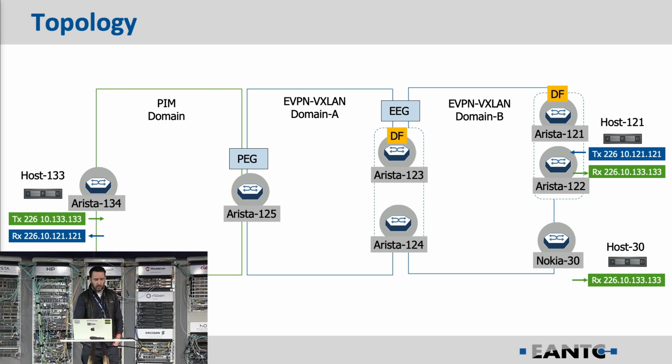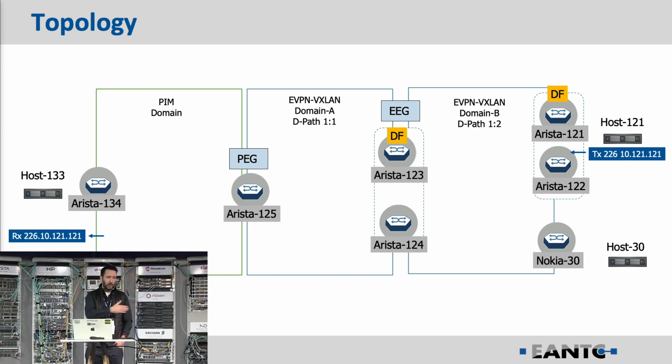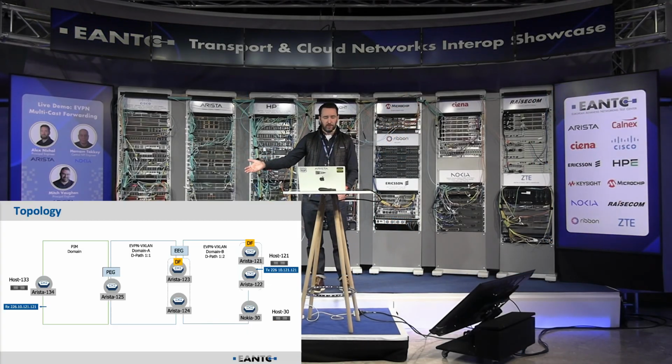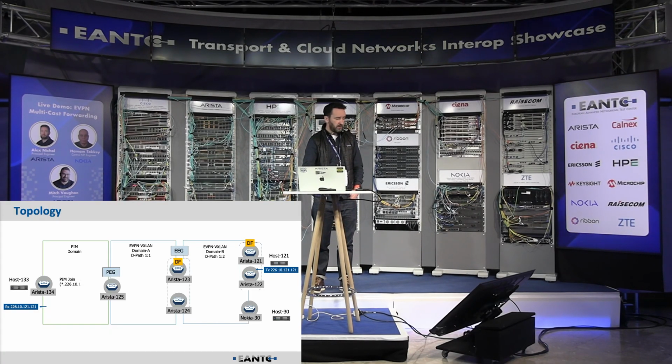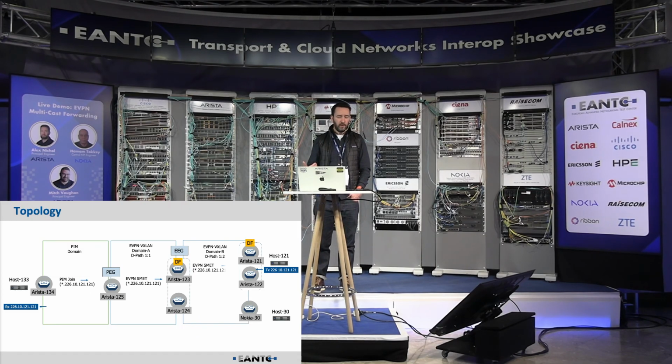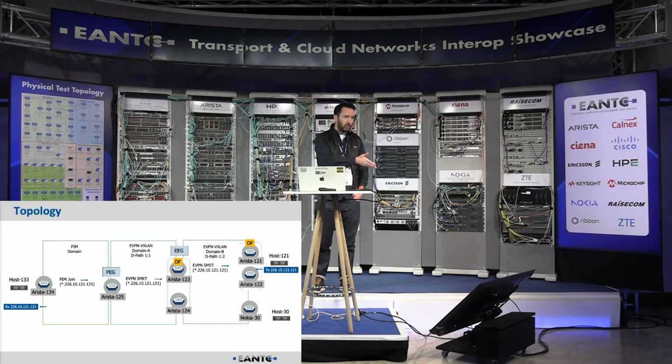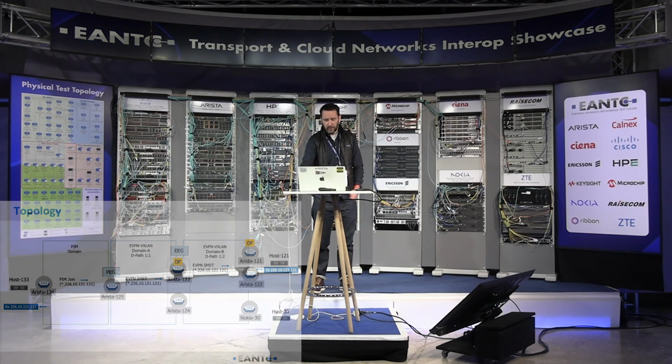So to illustrate what we're going to show you, this is the path of, I have a receiver in the PIM domain, I have interested receivers or transmitters in the EVPN domain B. So we're going to see a PIM join coming from the PIM domain. The PEG is going to be responsible for taking that PIM join and then re-advertising a SMET route into domain A. And then the EEG, in this case, what's selected as EEG is the 123 node, is going to be responsible for re-advertising that SMET route in domain A into domain B. And that means I now have a multicast state. And then the same thing in reverse.